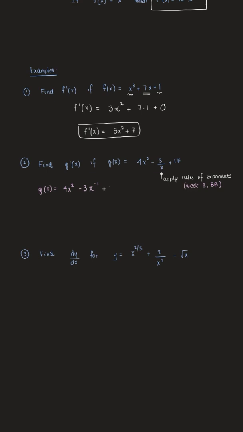And plus 17. So all I've done, I have not taken the derivative, but I've rewritten the function so that I can take the derivative of each of the 3 terms individually, apply my sum difference rule, and also apply my constant multiple and power rules. So now we're ready to take the derivative term by term.